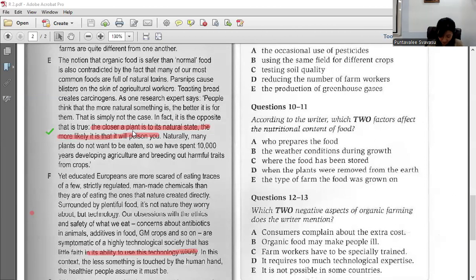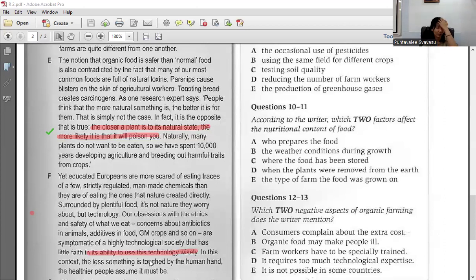For choice C and choice D, I would say it kind of talks about this part here, because they talk about specially trained and also technological expertise. They talk about more or less the same thing. And then I think it's more of this part, where it talks about ability to use. Ability to use could link to especially trained, because you have to train to have the ability to use it, and also requires too much technological expertise.